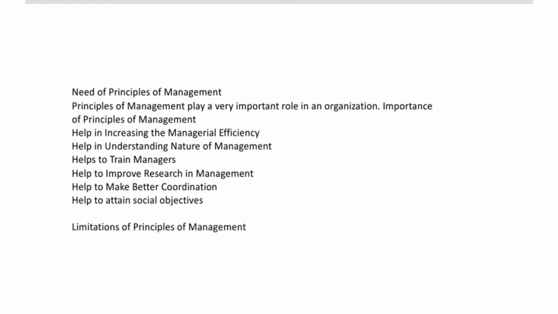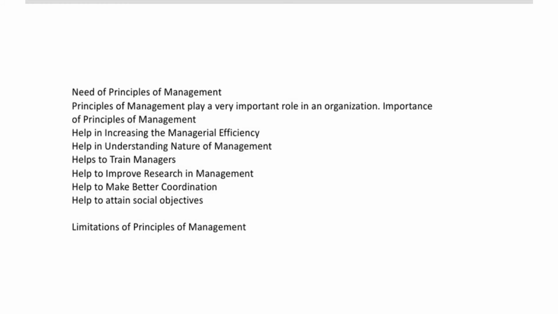Coming to the other need, it helps in understanding the nature of management. The principles of management provide complete knowledge to a manager, with the help of which he analyzes his duties and responsibilities very effectively. It helps to train managers. The principles of management are essentially required as a training technique for an organization. According to Henry Fayol, principles of management are necessary to train and educate future managers. In the absence of such principles, it is not possible to provide training to the managers or top level employees. So these principles are very much required, and when we get trained ourselves, we can apply them in day-to-day situations, and we can see that the efficiency increases.